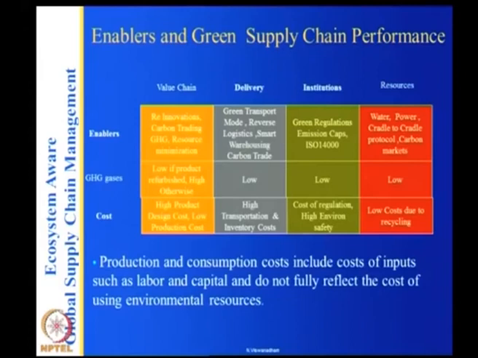So basically your value chain GHG gases become either low or high in the value chain, but otherwise it will be low. So the point I am making here in this diagram is that when you are looking at the performance, what are the performance parameters you are going to measure? A, cost, and B, GHG gases. And C, the value chain parameters, which lead to low GHG gases or high GHG gases and so on, so that you can talk to the decision makers and try to make the appropriate changes.